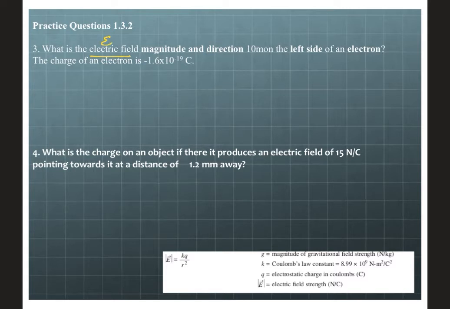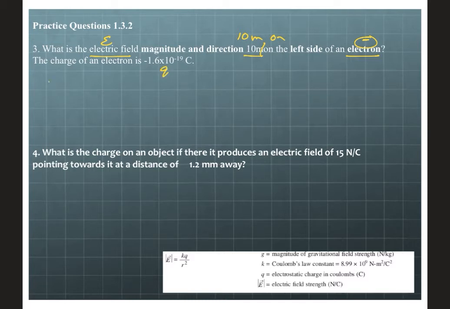Now, this is a slight typo. This should be 10 meters on the left. Sorry, it just kind of got put together. To the left side of an electron. Now, you know that electrons are negative. That's going to be important in a little bit. I've just told you that the charge of an electron is negative 1.6 times 10 to the negative 19th. I have just told you your Q.